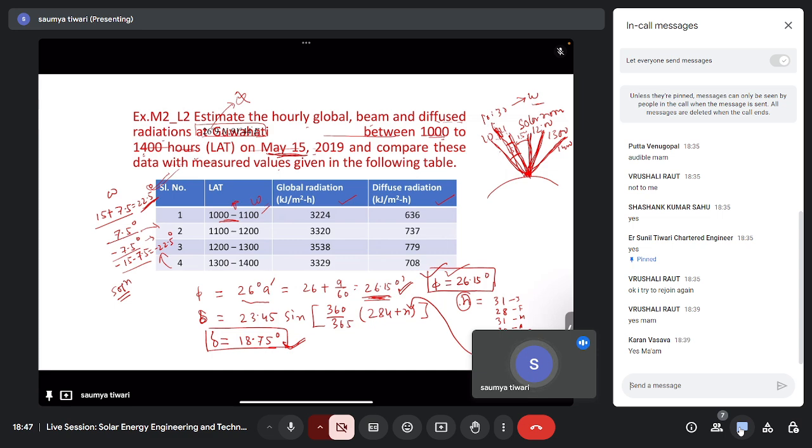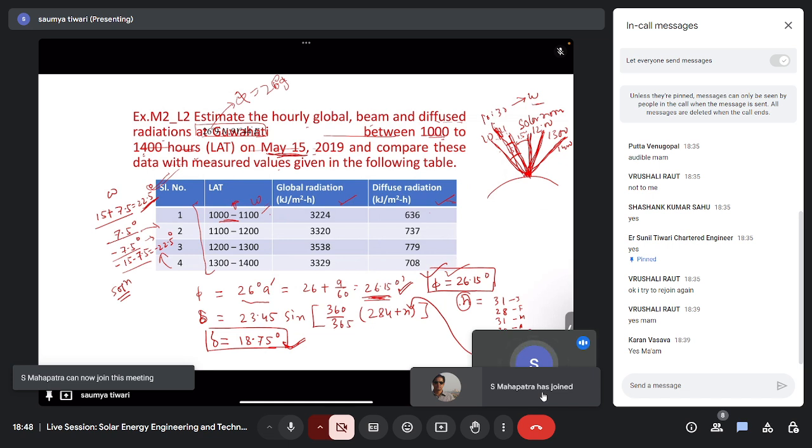Your phi is given, which is 26 degree 9 minute. Okay, and your hourly global radiation and diffuse radiation are also given. Between 10 to 14, for each hour, this global radiation and diffuse radiation are what we can basically measure at a given location. So those parameters have been given in the table.